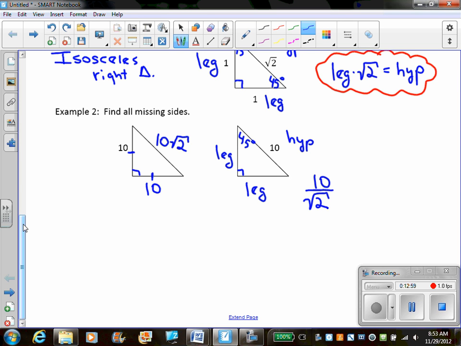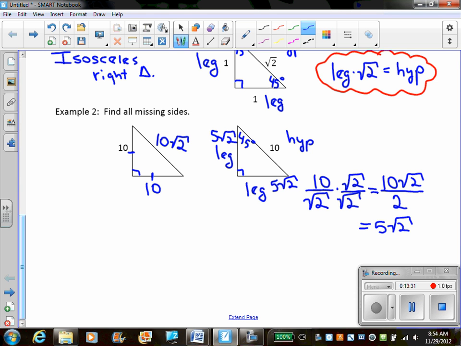So we have 10 over square root of 2. Of course, we can't leave it like that because it's naughty to leave a square root in the denominator, so we're going to rationalize it. And we have 10 square root of 2 over square root of 2 times square root of 2, which is 2. And we can go one step further, and we can see that 10 over 2 is going to give me 5 square root of 2. So this is 5 square root of 2, and this is 5 square root of 2.